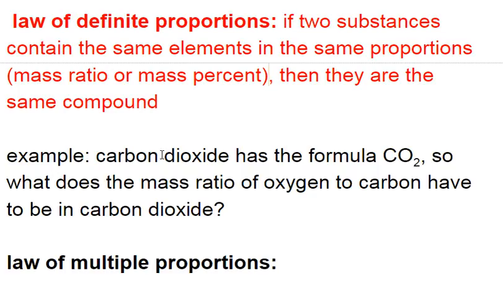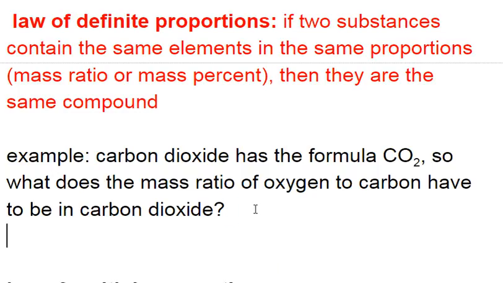So my example says carbon dioxide has the formula CO2. So what does the mass ratio of oxygen to carbon have to be if it's formula CO2? Well, here's another example where I didn't give you any numbers. So where do I expect you to get the numbers from for this? The periodic table. So CO2 tells you have how many carbon? 1, because there's no number after it. Chemists are lazy. We're not going to put all those 1s in.